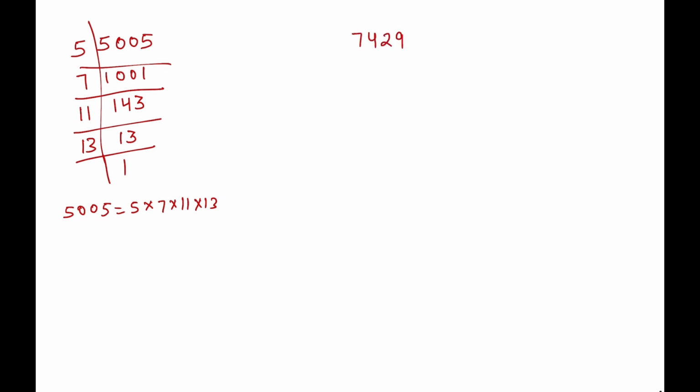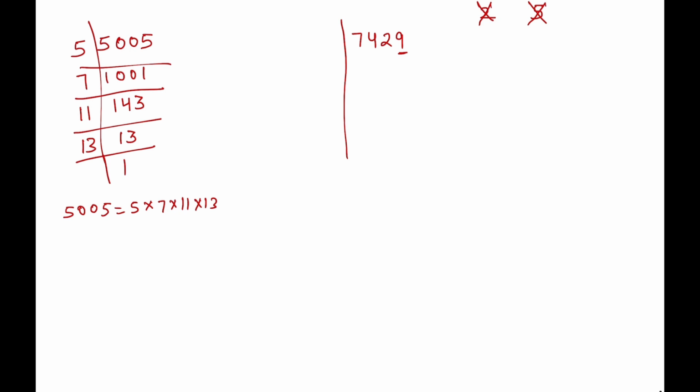So, we will start this question from scratch because it will take some time. See, the unit digit is 9, so we cannot divide it by 2. We cannot divide it by 5. So, let's do the sum of all the digits. 7 plus 4, 11. 11 plus 2, 13. 13 plus 9, 22, which cannot be divided by 3.